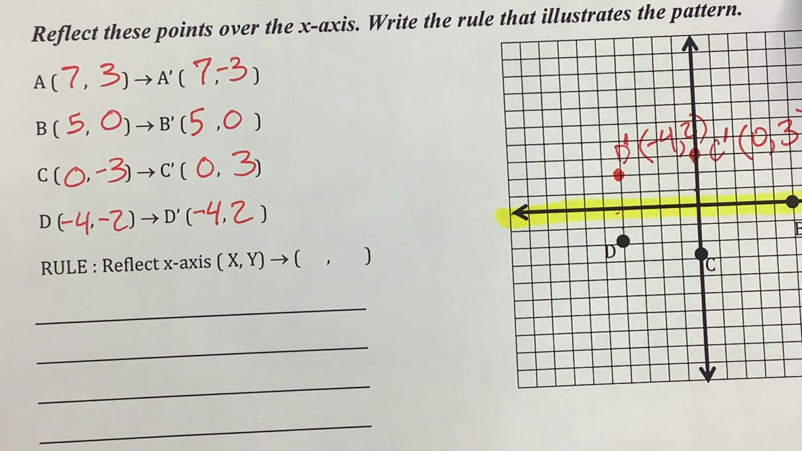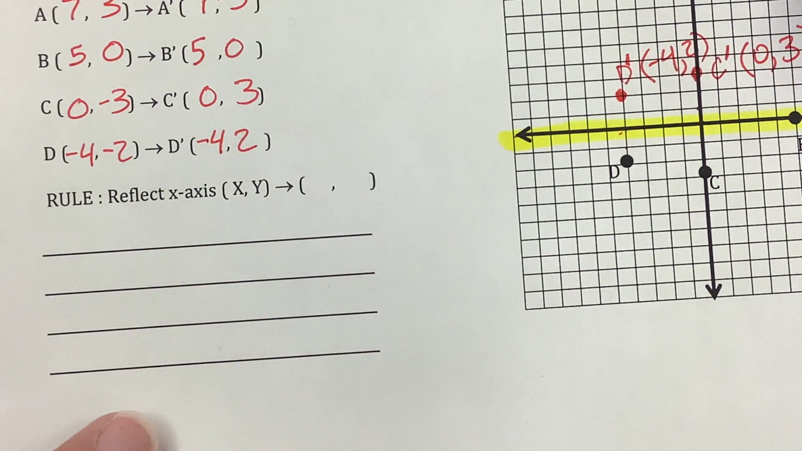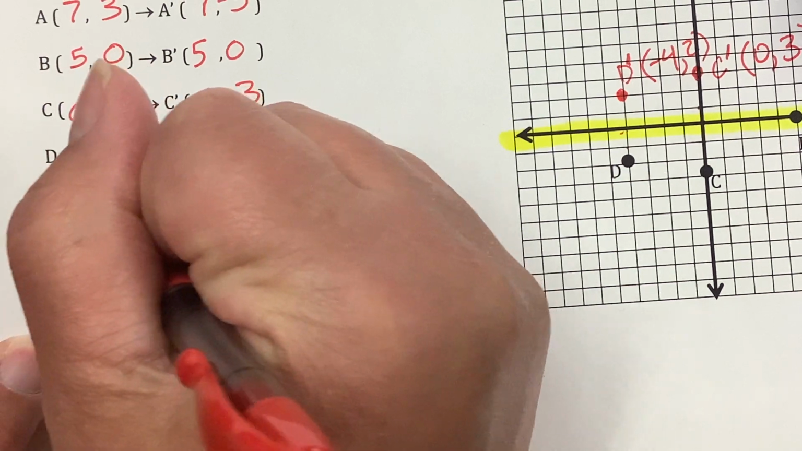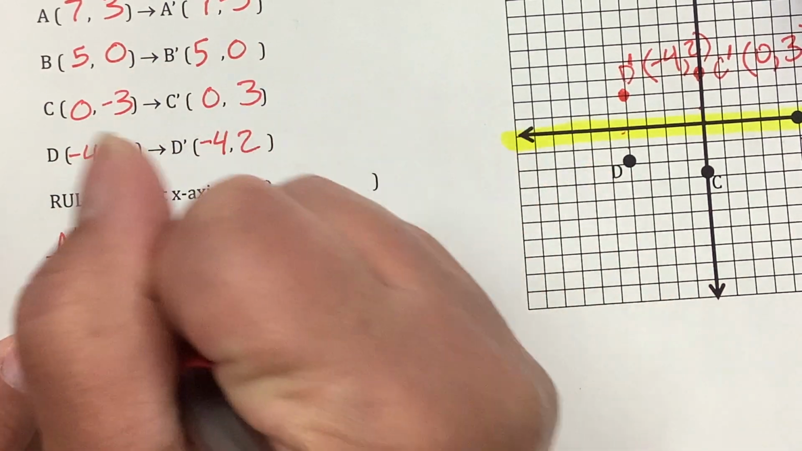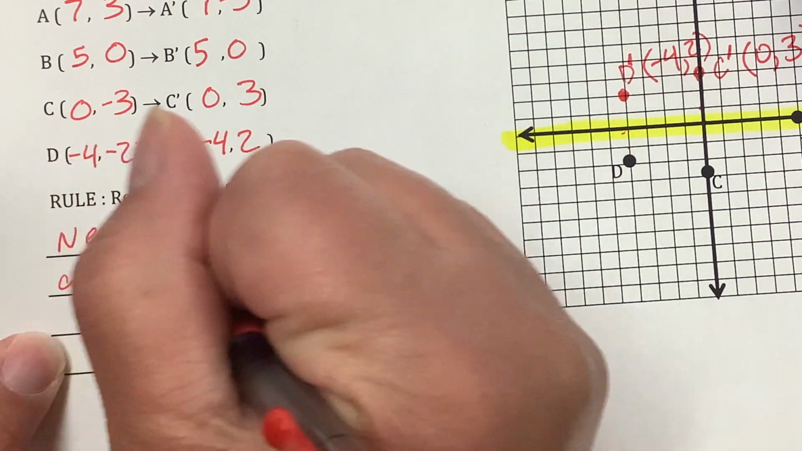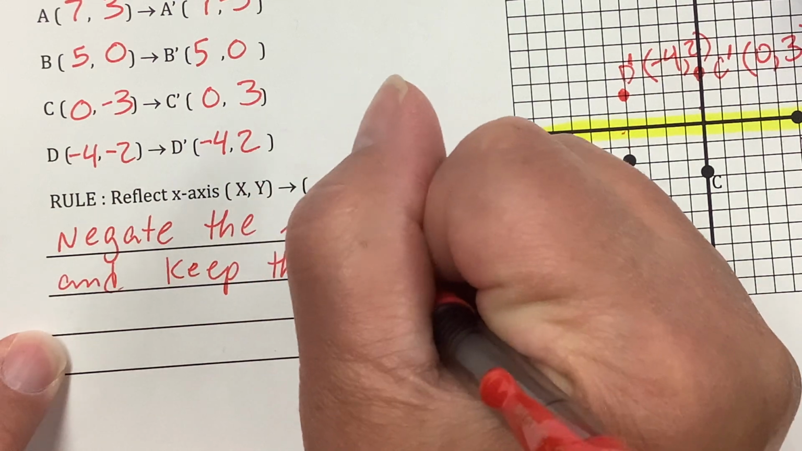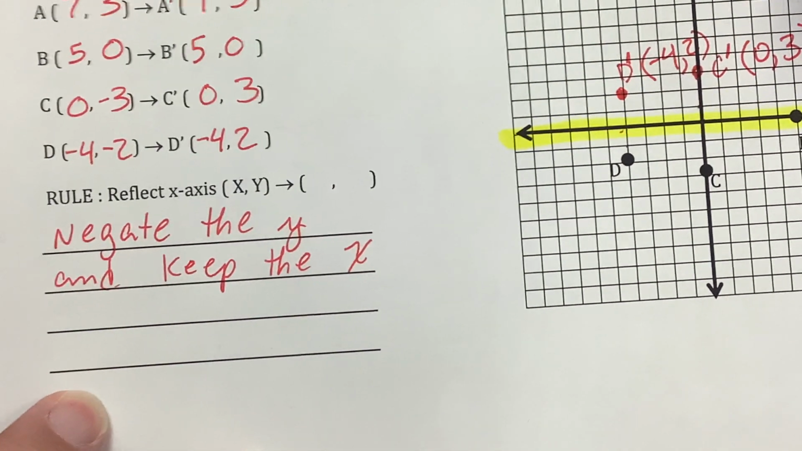And if we go back and look at those, you can see we kept the X and we negated the Y. So, keep the X and negate the Y. And do not connect the points. These are not shapes. Be careful.